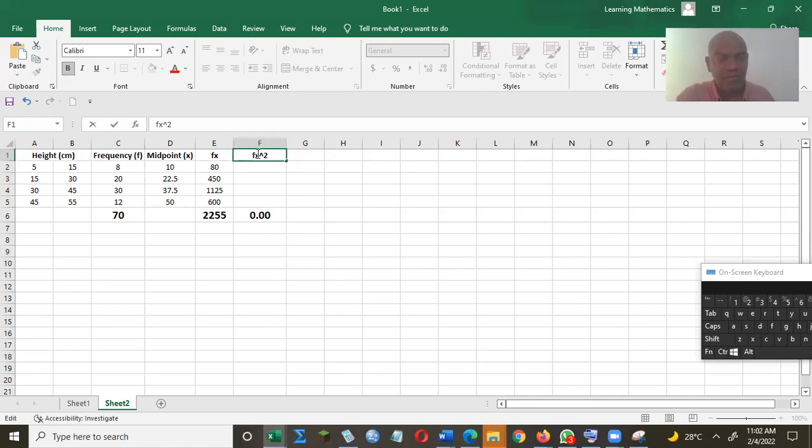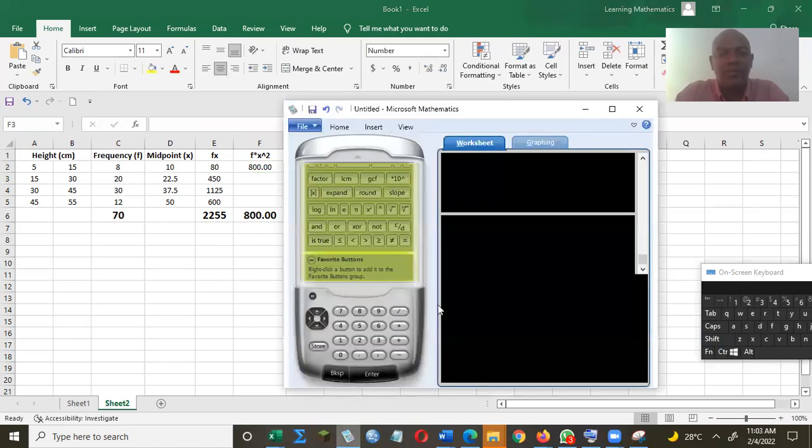F times x squared. How to do that? By x here, you just press equal. F is in C2. C2 times x squared. X is in D2. D2 raised to the power of 2. 800. Okay? Just like how we got 800.